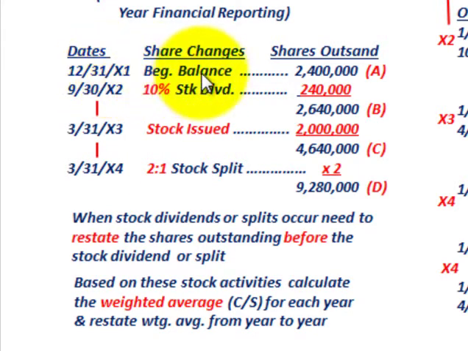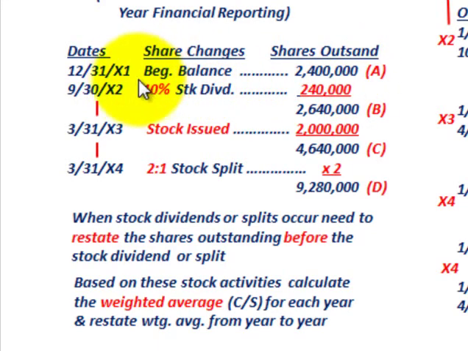Dates. We're going to have a beginning balance. We'll look at our share changes and our shares outstanding for each of these periods, and then we've got our dates over here. So we're going to start with our beginning balance, and that would be the beginning balance of the second year, but we're bringing it in from 12/31 to become the beginning balance for year X2. So shares outstanding, well, we can go through all the numbers here, but there's 2,400,000.